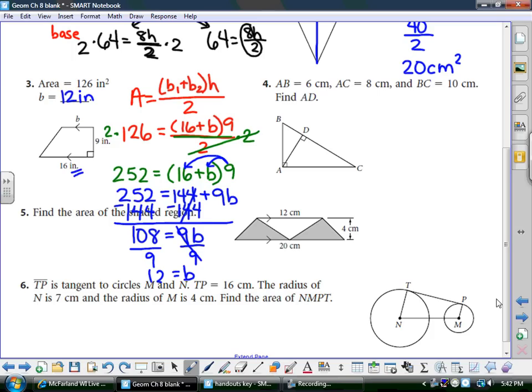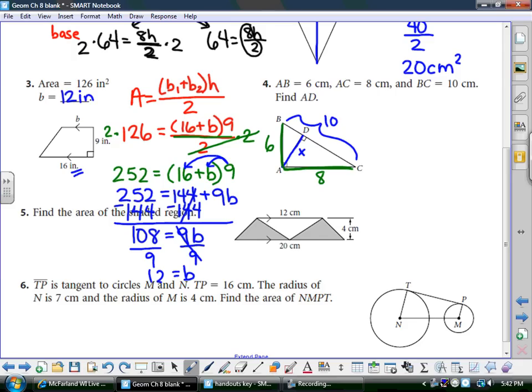In this shape, they're telling us that AB is 6, AC is 8, and BC, the entire side, is 10. We're supposed to figure out the length of AD. Since this unit is about area, there's a hint that we're probably going to use area somehow. And the way we're going to do it is figure out the area of this triangle in 2 different ways.